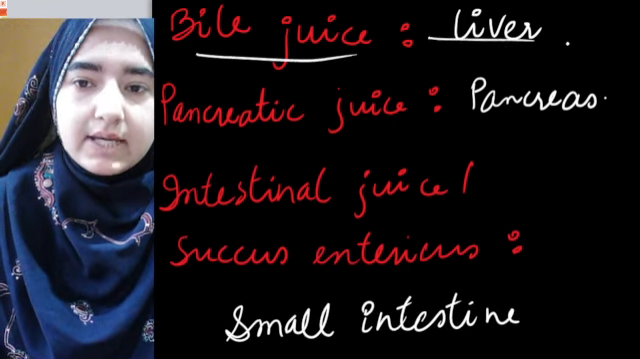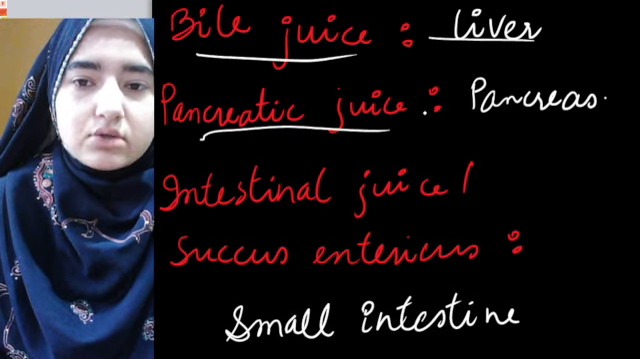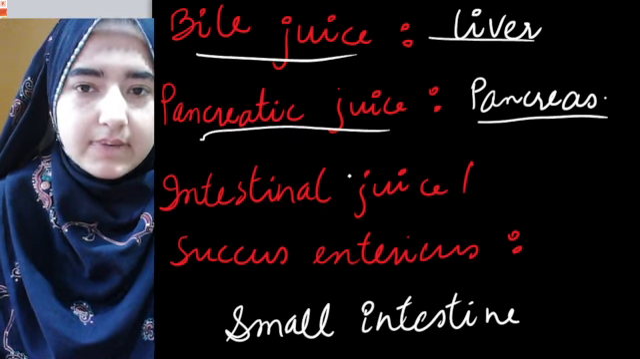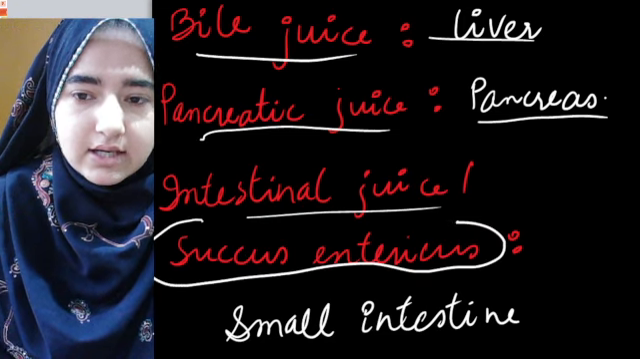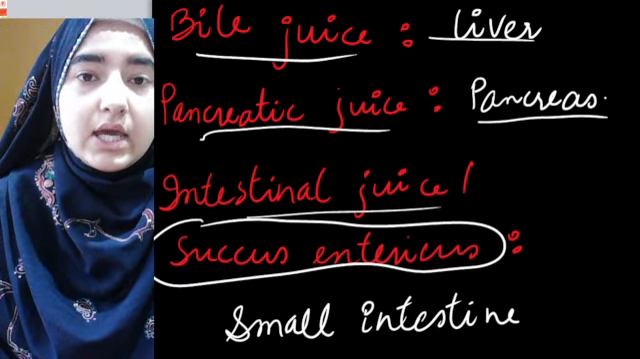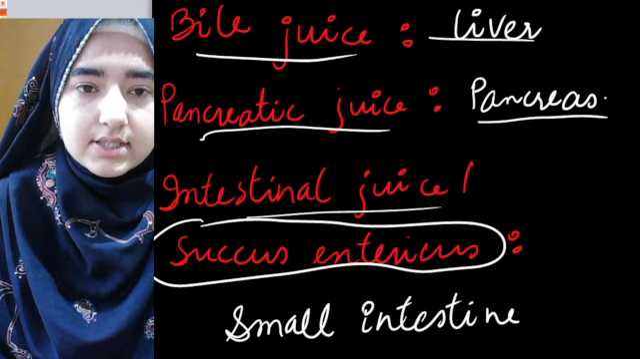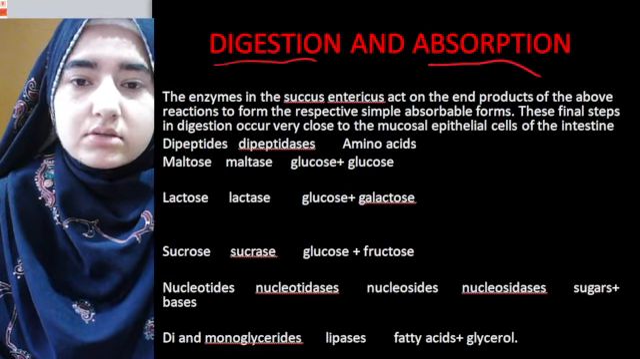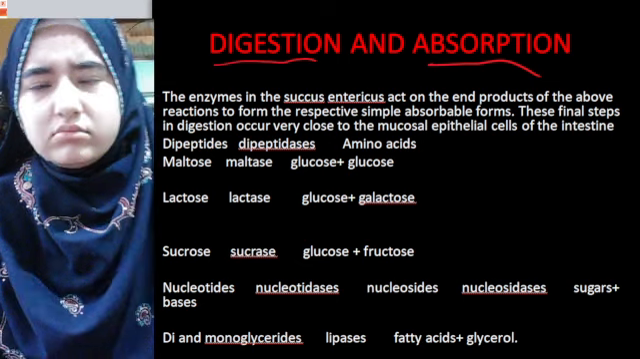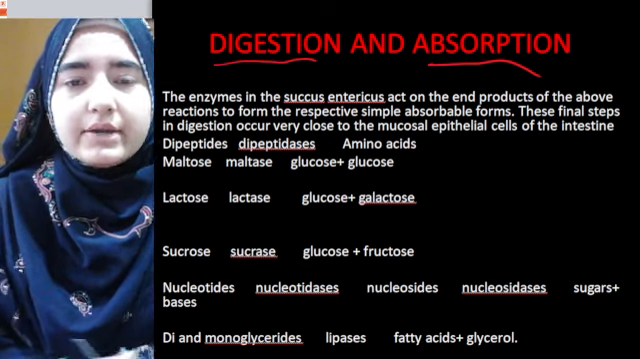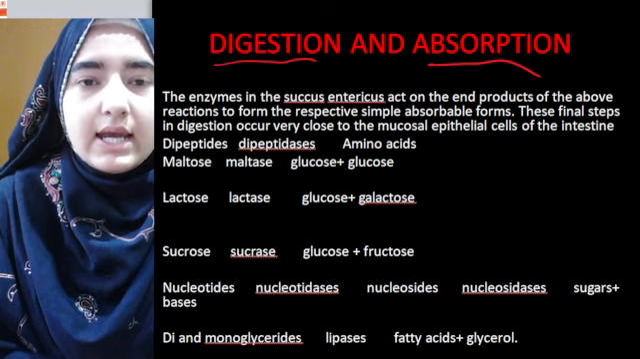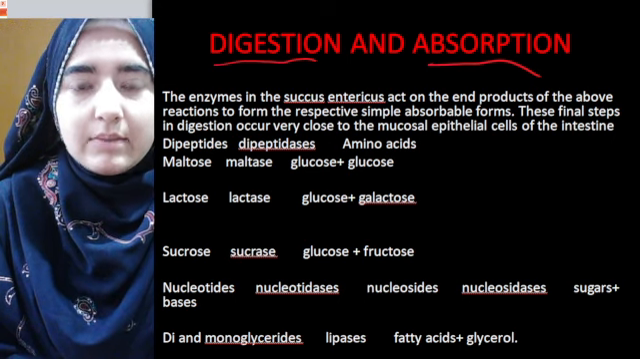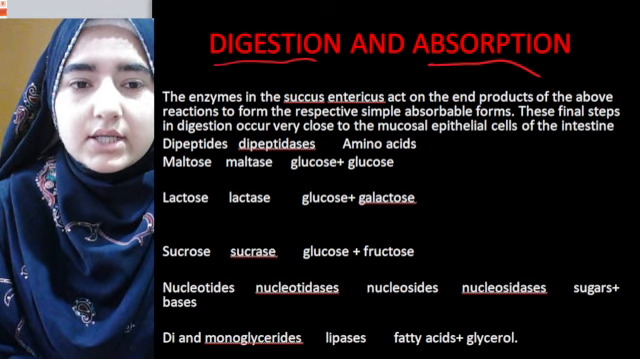Bile juice is formed by liver. Pancreatic juice is obviously, as the name says, formed by pancreas. Intestinal juice, another name of which is succus entericus, is formed by which intestine? Small intestine. Okay, I hope this concept is clear. Now, in pancreatic juice, we had some enzymes, right? Like we had trypsinogen, chymotrypsinogen, carboxypeptidase, lipases, nucleases, so on and so forth.